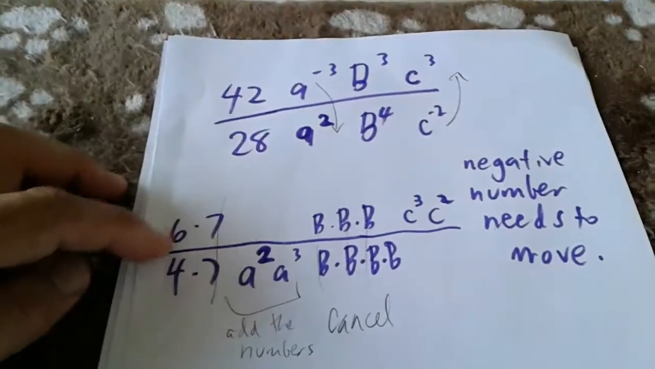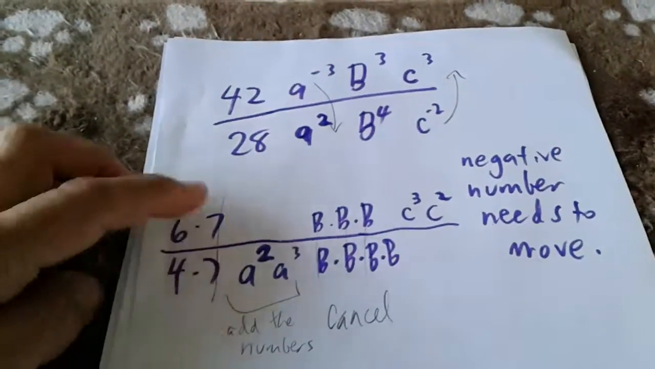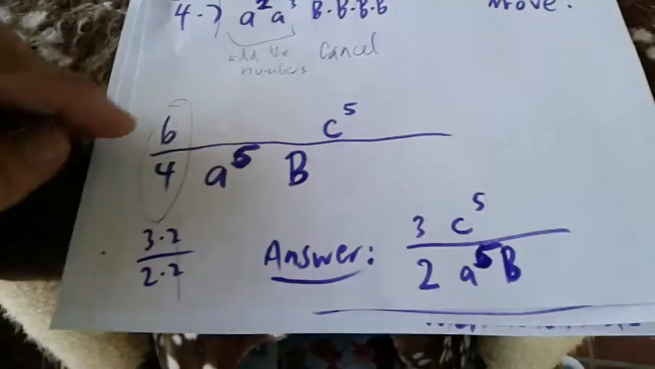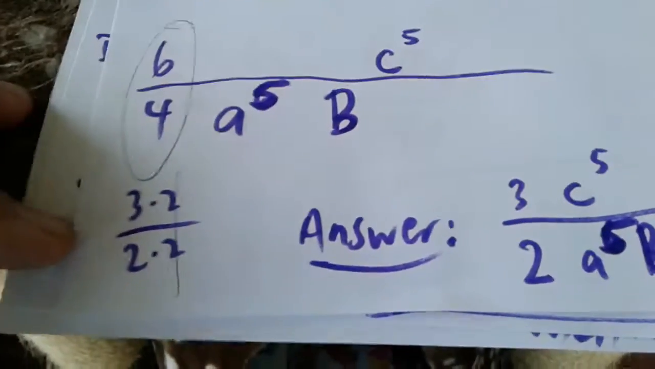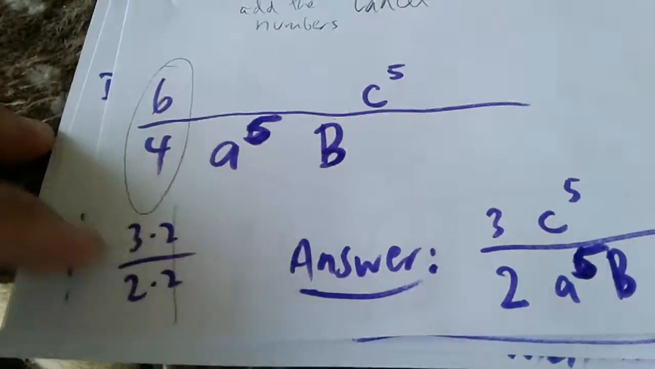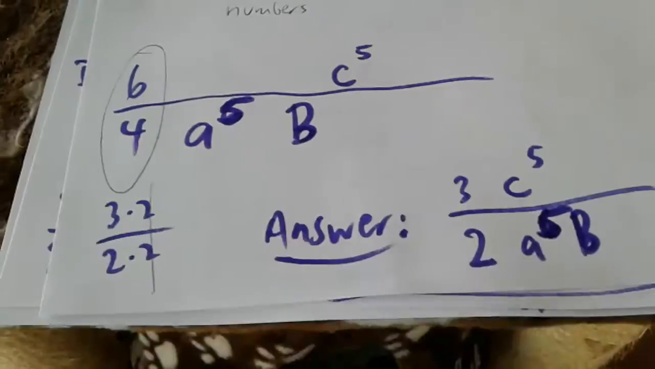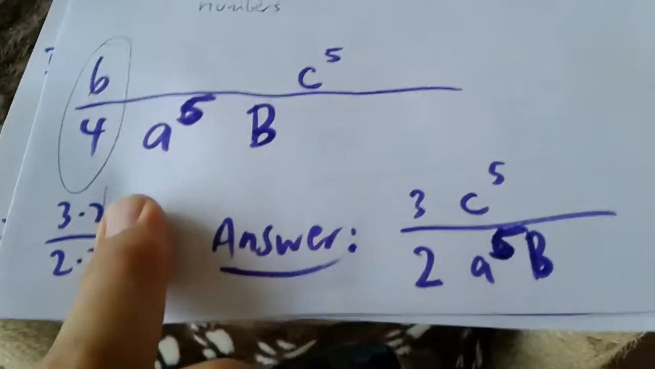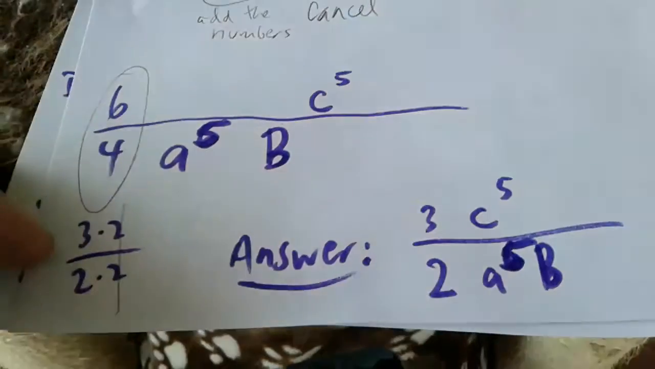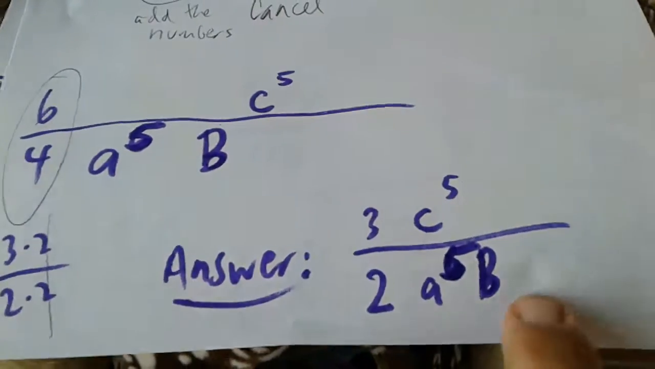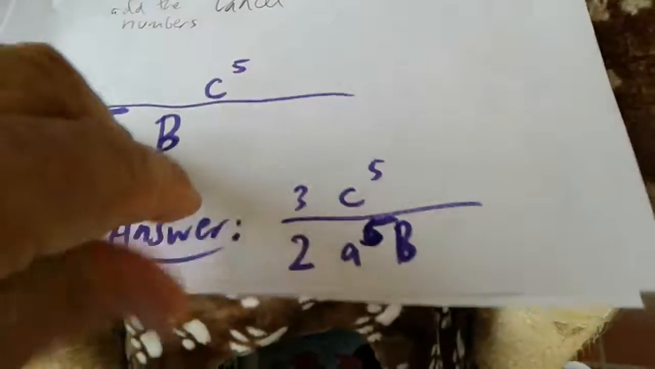And I took the 42 and 28, and that's like 6 times 7, 4 times 7, 7's cancel. I still have to reduce this. That's where you get the 3 times 2, 2 times 2. Those things cross. So 6 over 4 is really 3 over 2. And that's why we got the answer there.